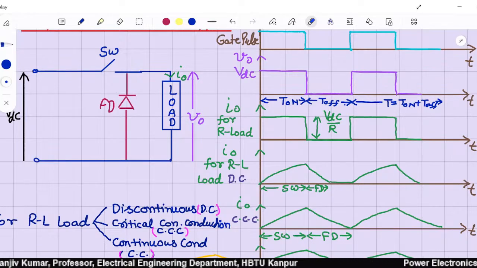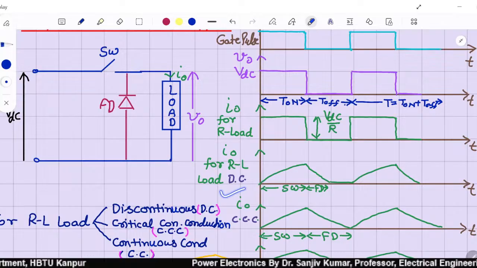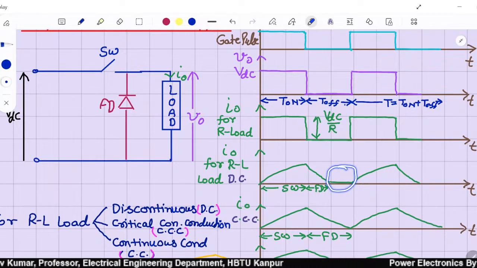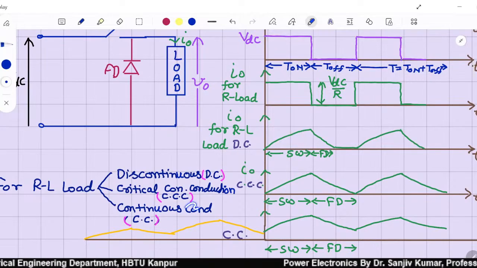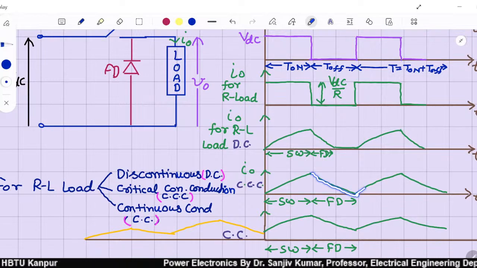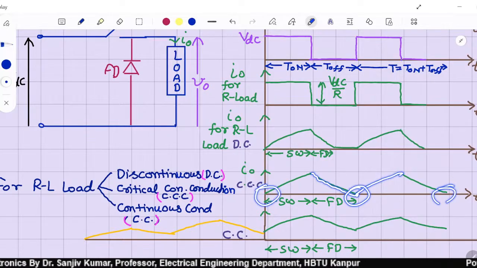Now when this current is 0, the output is 0. I have considered the RL load. When we consider an RLC or RLE type load, then of course the back EMF would come during this period, right? Now if the current is in critical continuous conduction, it means the point at which the current is 0, at the same time you have turned on the switch, so the current starts increasing at this point. When the current is decreasing at this point, at the same time it starts increasing. So this is the critical continuous mode of conduction.